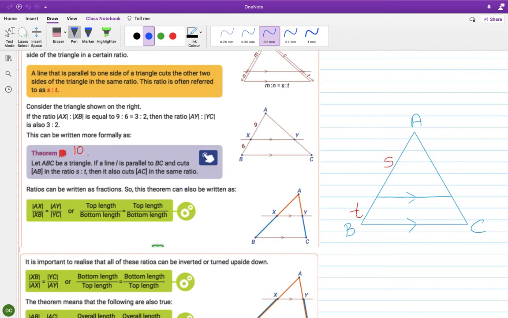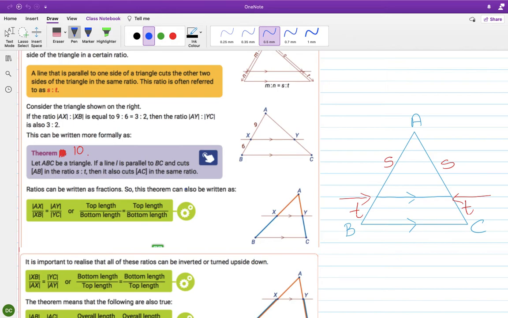Yeah? Then, now this is based on the previous theorem. If that's the ratio that it cuts the left-hand side of the triangle, then it's going to cut the right-hand side in the exact same ratio. That's the theorem. Okay, so if you draw in this parallel line here, parallel to the base of the triangle, then whatever ratio it cuts the left-hand side of the triangle into, it will cut the right-hand side into the same ratio. Yeah?